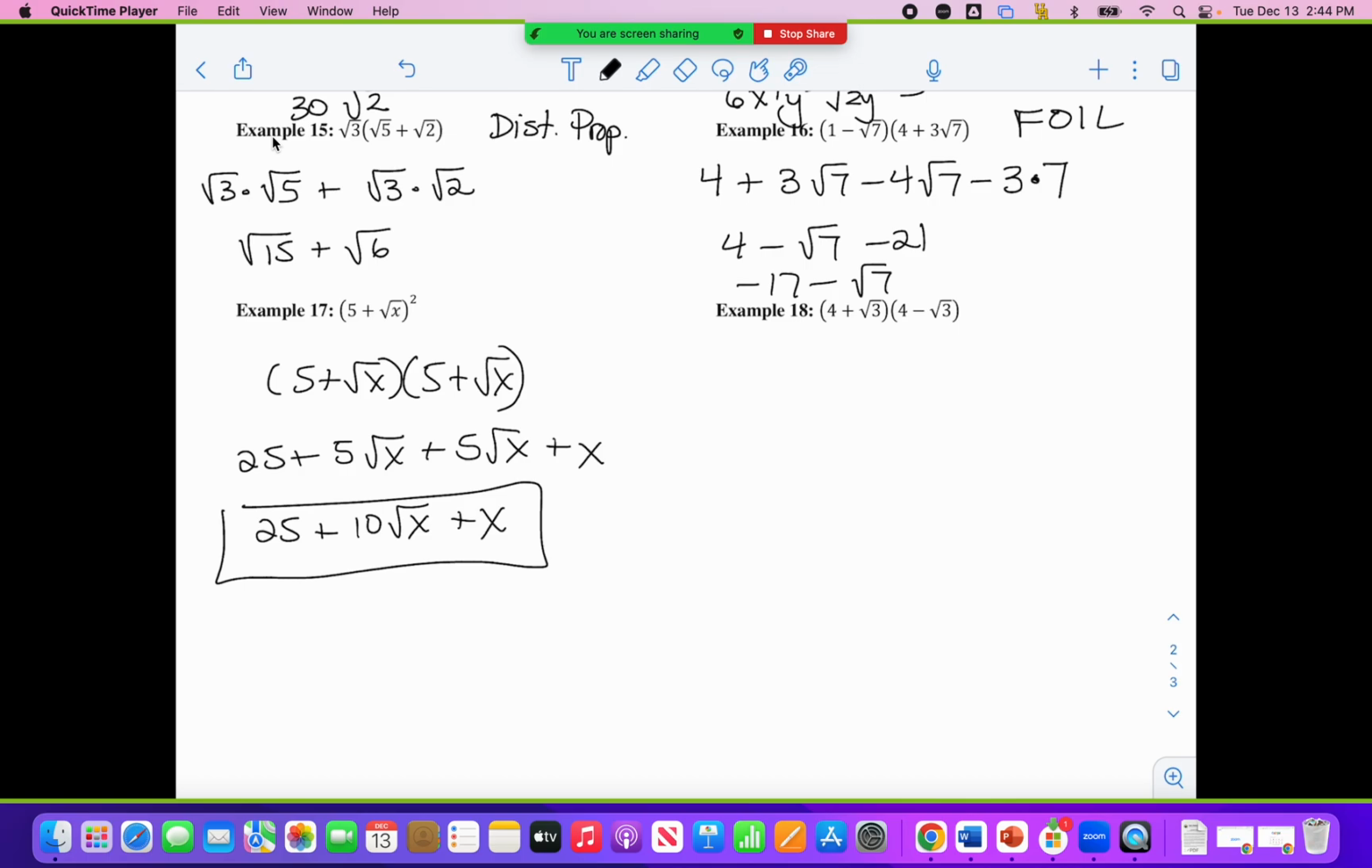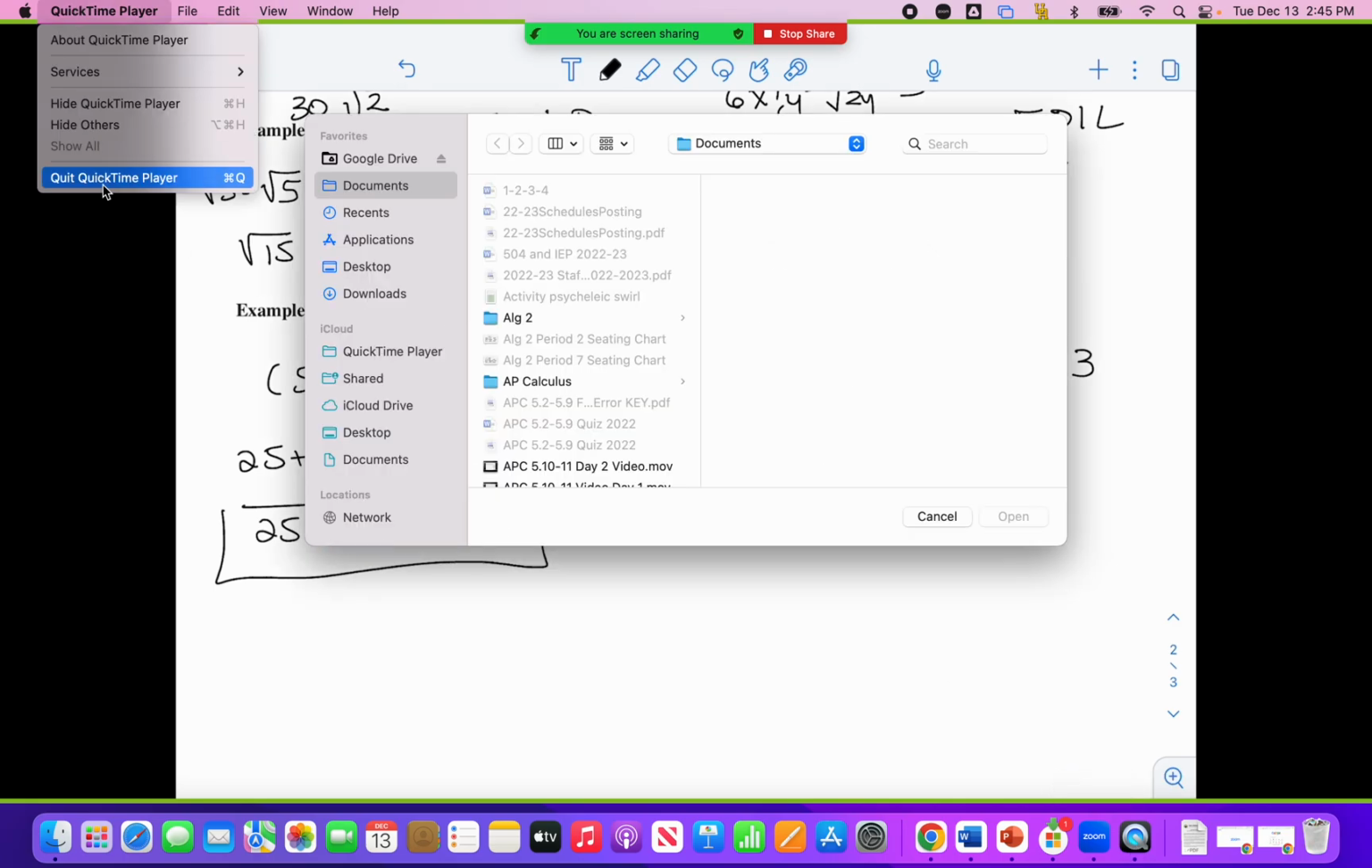Then example 18, I'm going to FOIL again. 4 times 4 is 16. The outer is minus 4 square root 3. The inner is 4 square root 3 minus, what's square root 3 times square root 3? 3. That's 13. Oh, what happened to the outer and the inner? They cancel. And do you remember when we were multiplying, like x plus 5 times x minus 5, and the outer and the inner canceled? Same thing. This is going to come in handy when we do chapter 5 on quadratics.